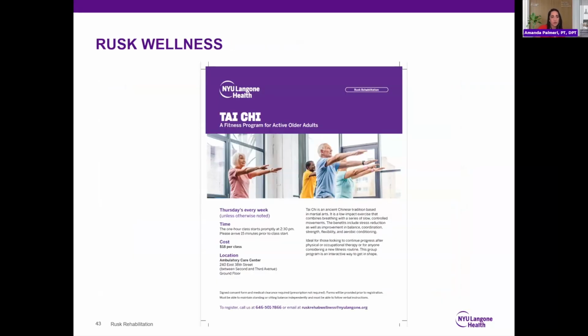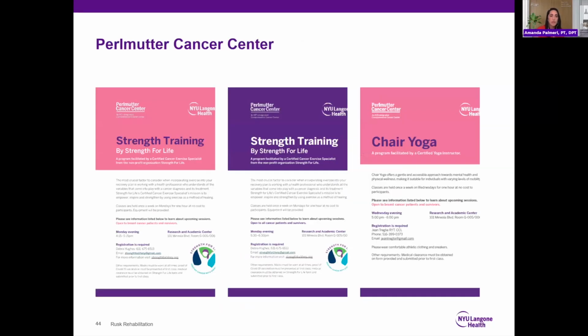We also have some wellness programs that include Tai Chi. This has been a successful program for a while, and I know that patients really enjoy participating in the Tai Chi program. But there are also some other programs, including strength training by Strength for Life, and also chair yoga that is offered. I believe this is in the Long Island location. So these are ways that you can engage in guided activity that you really don't have to think about too much. Someone is really guiding you and keeping you consistent and therefore answering questions that you may have.